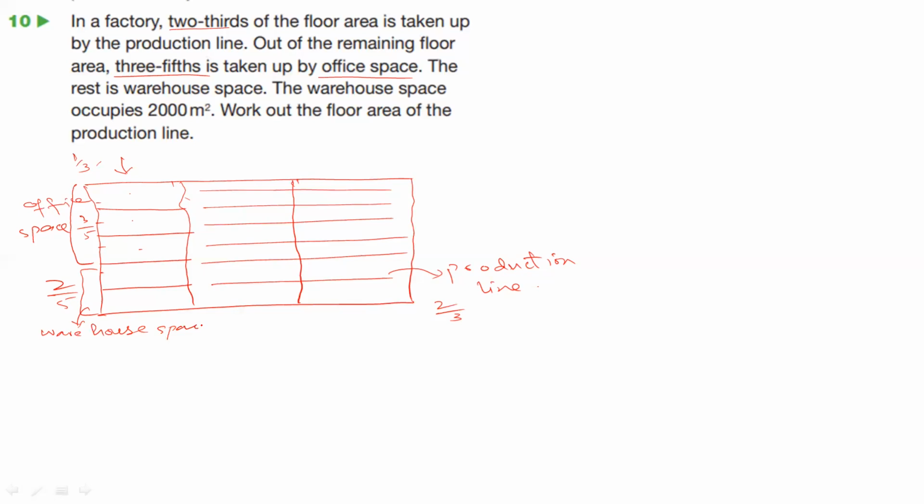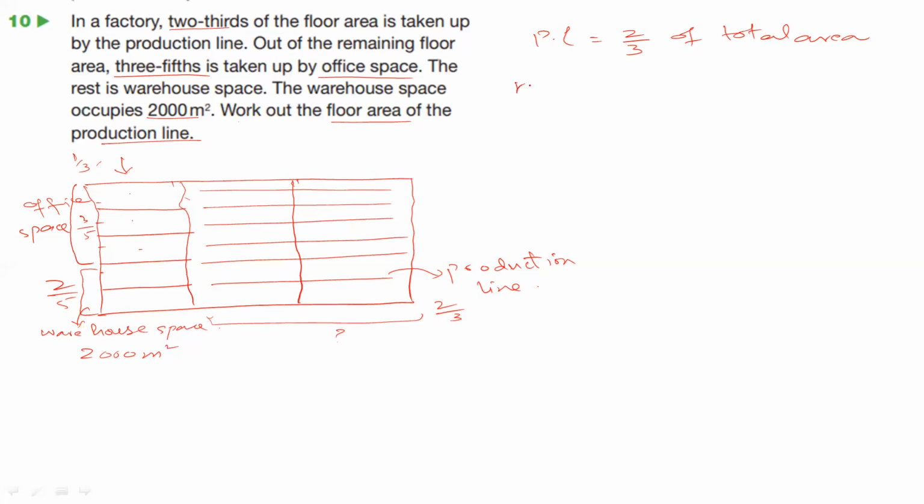They say that this warehouse space is 2000 meters square in area. We have to find the floor area of the production line. This means we have to find this whole area of the production line. So first of all, we write starting from here: production line is equal to 2 by 3 of the total area. Now we also see 2 by 5 is the warehouse.